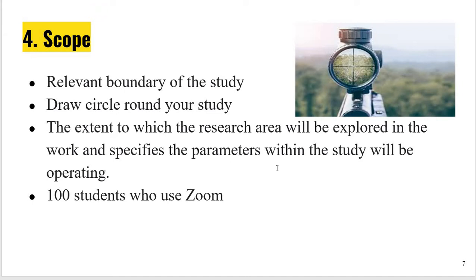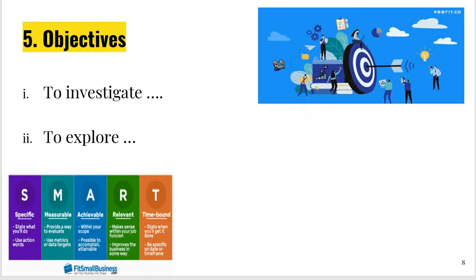Scope is the extent to which the research area will be explored in the work and it specifies the parameters within which the study will be operating. Suppose you are studying the utilization of the Zoom tool. You cannot conduct this research on the entire world. You will select 100 students from a virtual university who have used Zoom.